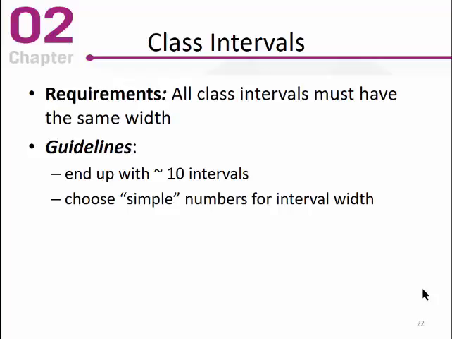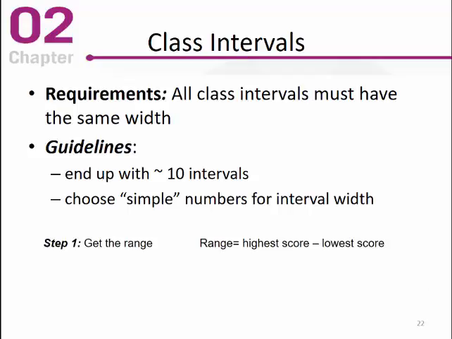Again, if you have 20 intervals, then your data is still way too big, right? The table is still kind of messy. But if you scrunch them together, so if you have only 5 intervals left, then you lost a lot of the individual information because you scrunched them together so much. And then also you want to choose simple numbers for interval width. Let me show you what this looks like.